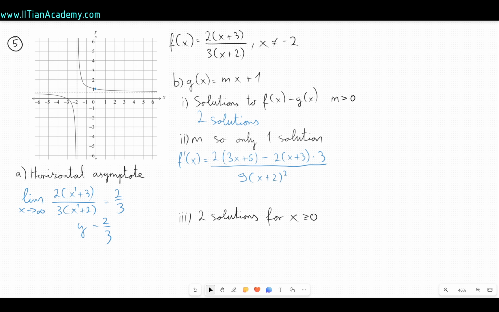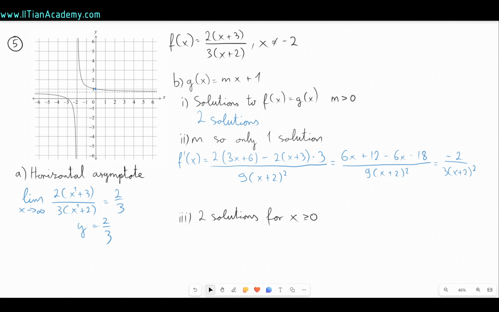So we can simplify this a little bit. So on the top we'll have 6x plus 12 minus 6x minus 18 over 9 times x plus 2 squared. And this is further equal to minus 2 over 3 times x plus 2 squared.